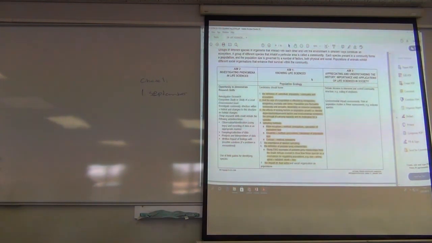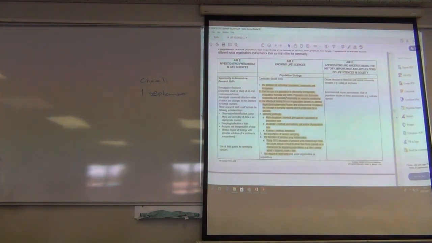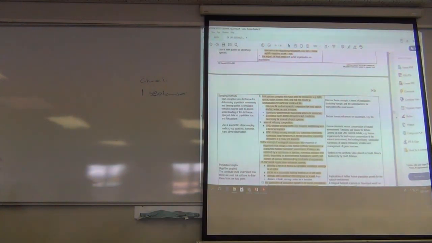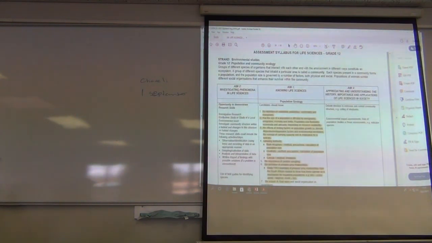Okay. Let's have a look at these three different columns. This middle one, aim one, is the content that is directly examinable. You have to know this stuff. So when you're learning for a test or exam, you go, do I know the work? How am I going to test if I know the work? It says you have to know the definition of an individual, a population, a community, and an ecosystem. If you don't know that, sorry, for you, you also need to know all of this stuff here.